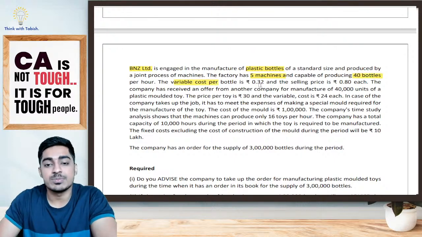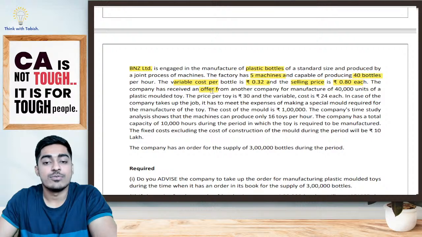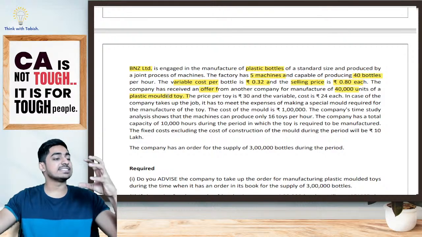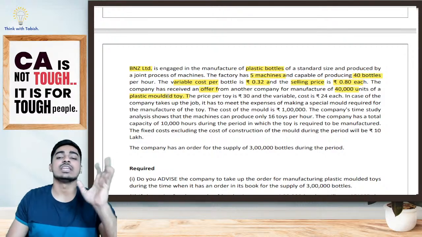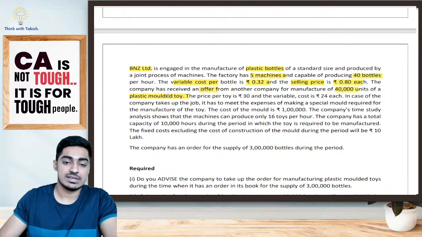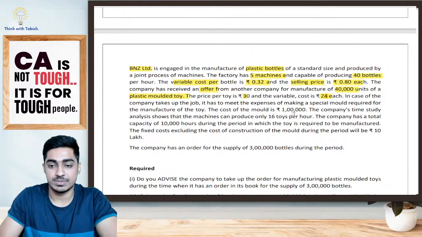Now, variable cost per bottle is 0.32, selling price is 0.8. The company has received an offer from another company for manufacture of 40,000 units of a plastic molded toy. Existing, we are producing bottles. A new customer has come and is asking, can you produce a toy as well? The price is 30 rupees. The variable cost is 24 rupees.